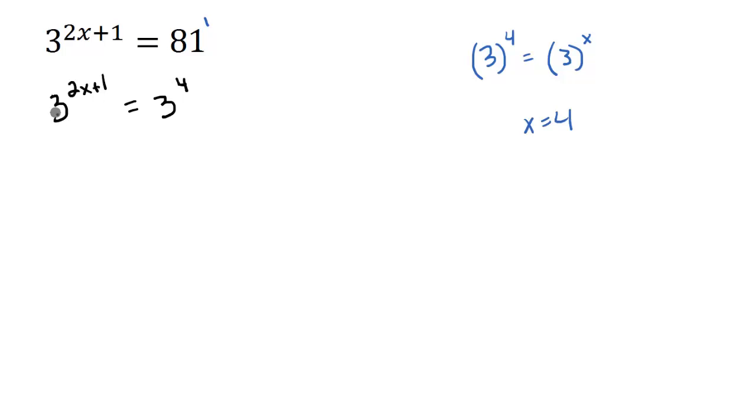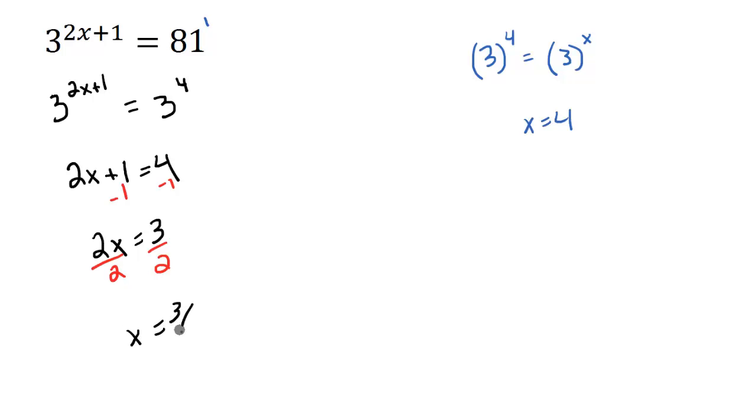Now, because I have the base of 3 here and here, I can set the exponents equal to each other. So that will be 2x plus 1, which equals 4, and then we can solve this. And we will be left with x that equals 3/2. That will be our final answer.